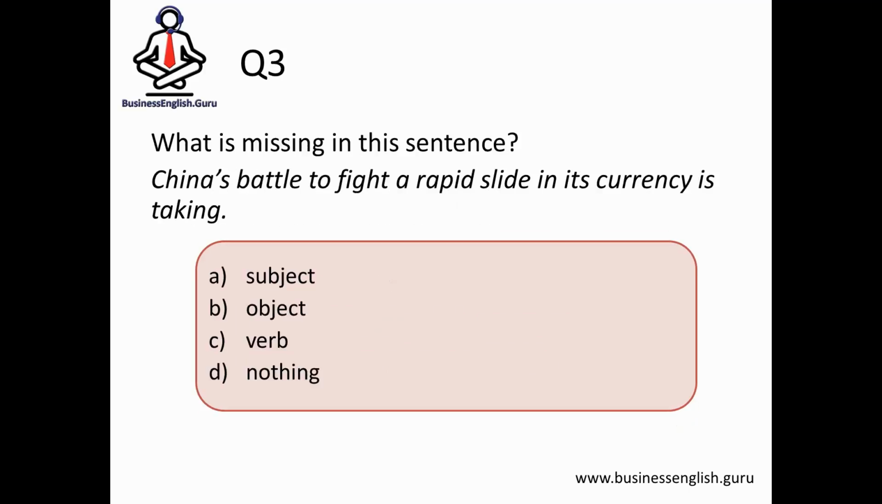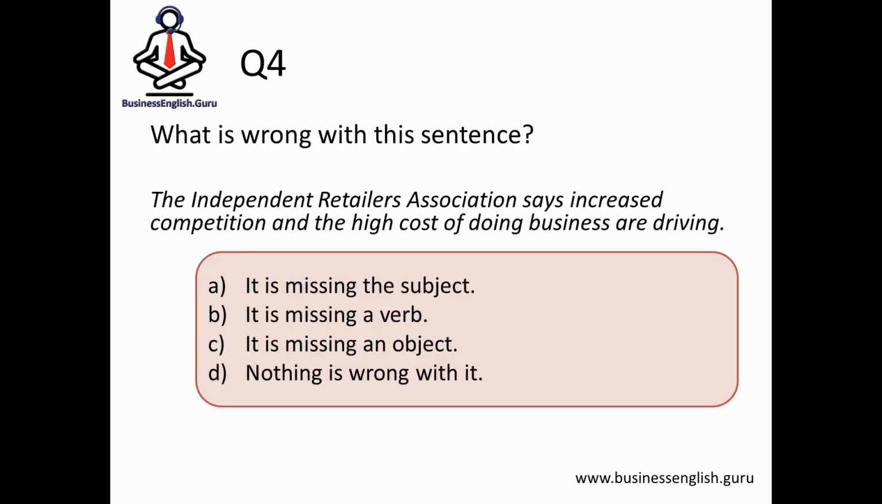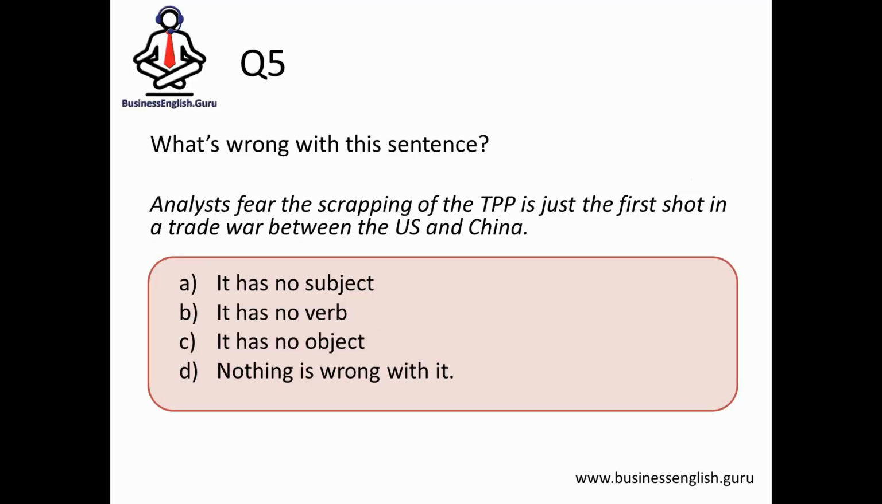Question number 3. What's missing in this sentence? China's battle to fight a rapid slide in its currency is taking... Question 4. What's wrong with this sentence? The Independent Retailers Association says increased competition and the high cost of doing business are driving. Next, what's wrong with this sentence? Analysts fear the scrapping of the TPP is just the first shot in a trade war between the US and China.